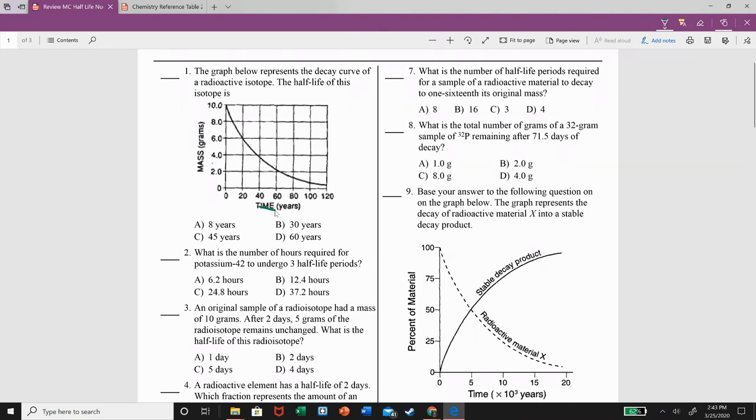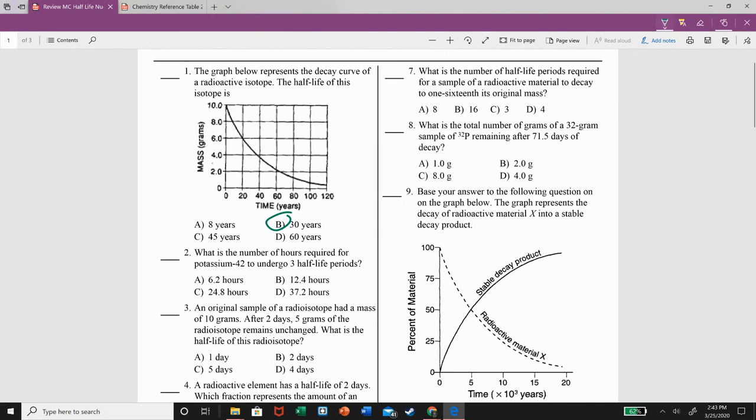So if I find the starting mass of 10, and then I go down this curve until I get to the mass of 5, which is right about here, how long does that take? Well, between 20 and 40 years. So between 20 and 40 is 30 years. All right, easy? Nice. Okay, that is a decay graph.